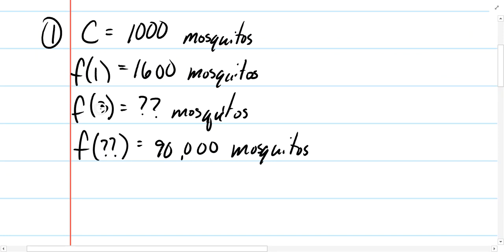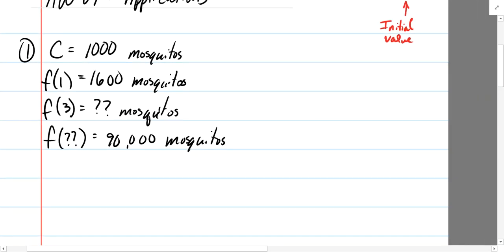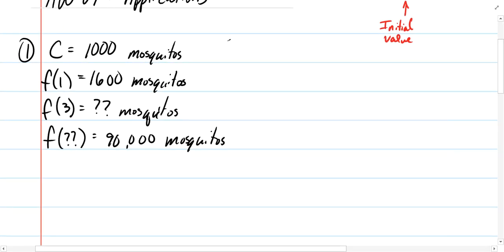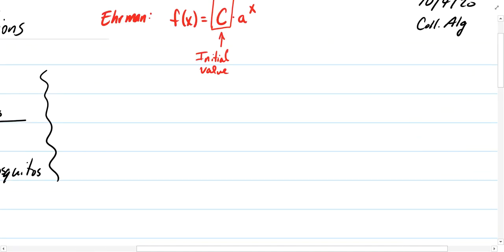We would like to know how many mosquitoes there will be after 3 days, and we would also like to know how many days it's going to take in order for there to be 90,000 mosquitoes in the colony. Now, in order to answer these two questions, f of 3 and then f of question mark equals 90,000, we need a growth factor.